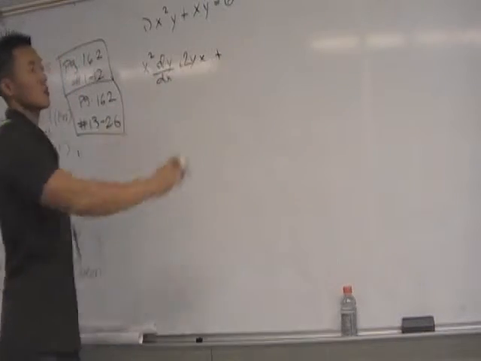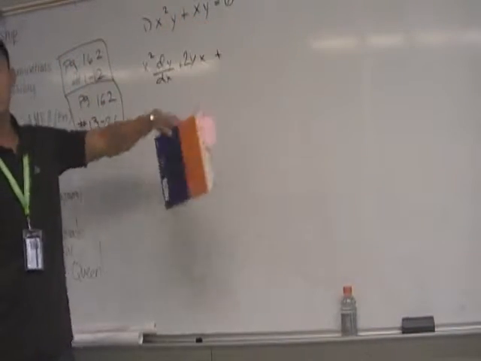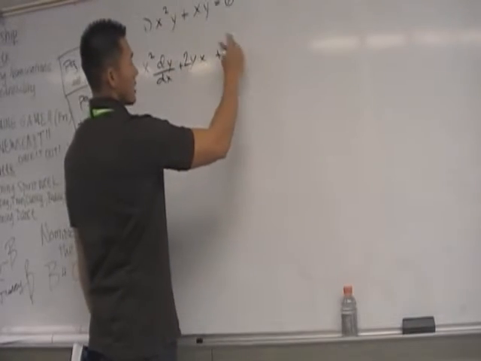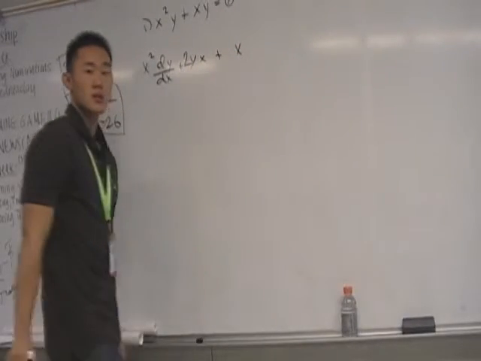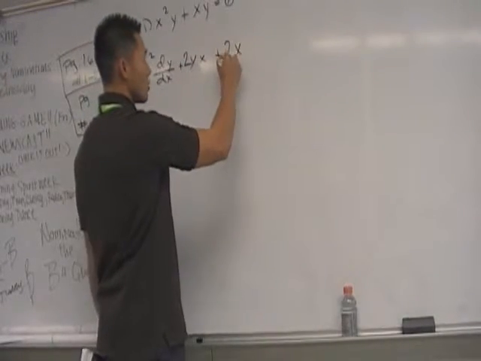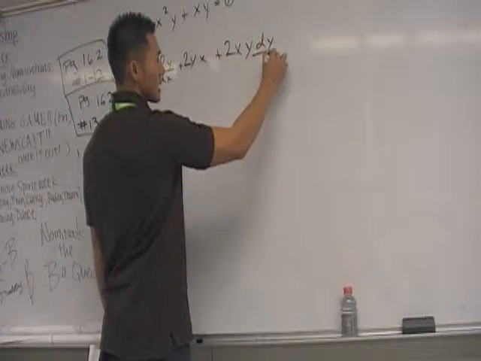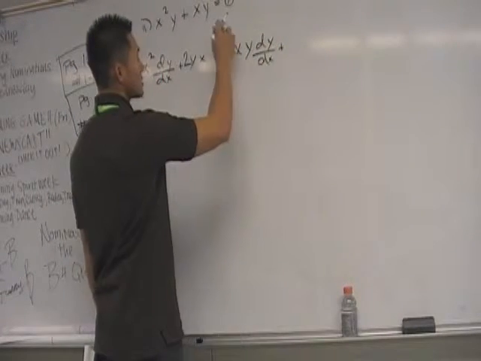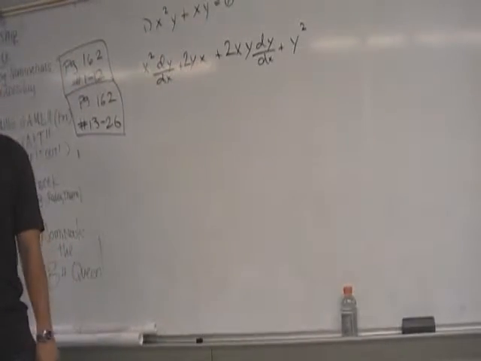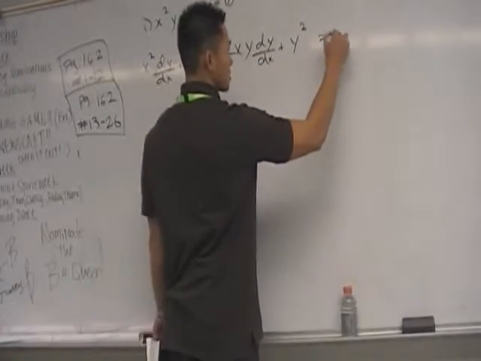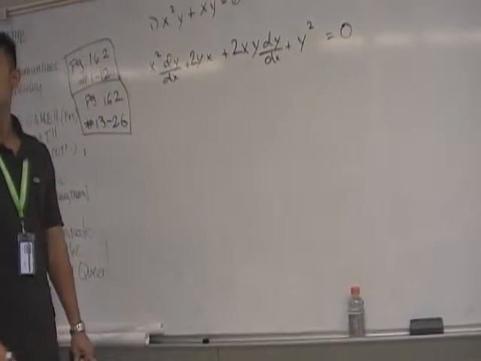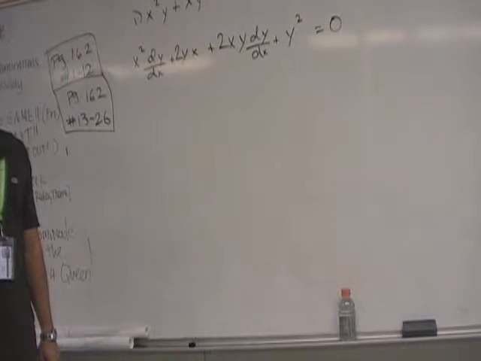plus, and then we have to take the derivative of this part too, which is a product also. So x times the derivative of y squared is 2y dy dx, plus y squared times the derivative of x is 1, is equal to 0. Okay, any questions there?